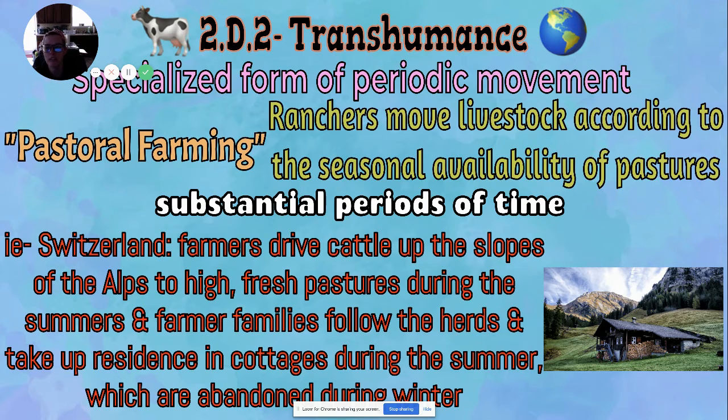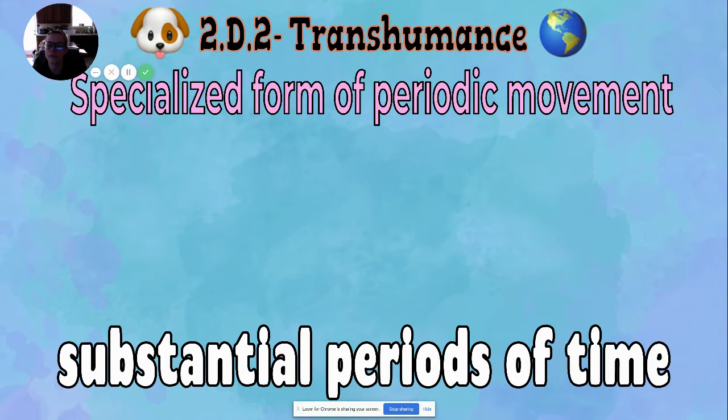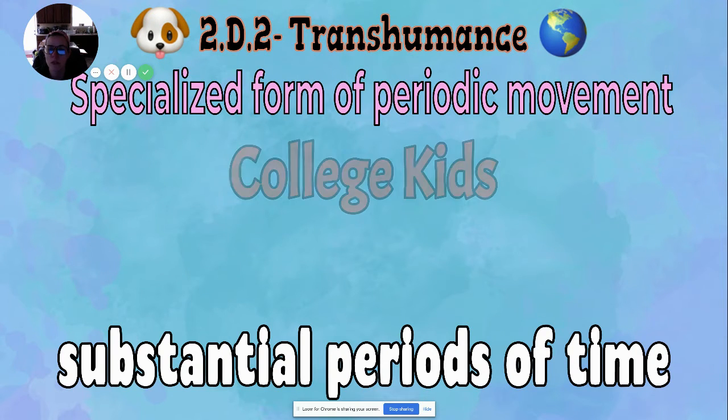So the first example I gave you is pastoral farming. If you're not really feeling the cattle life, I've got more examples for you. Okay, so remember, this is a specialized form of periodic movement. It's a substantial period of time. So what about college kids?